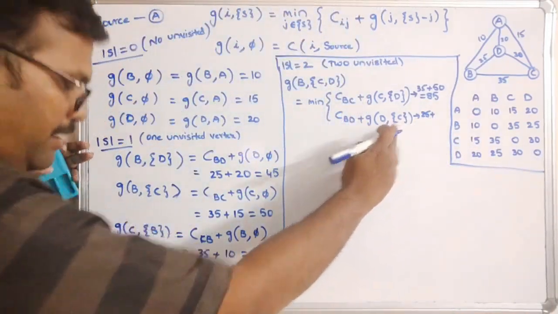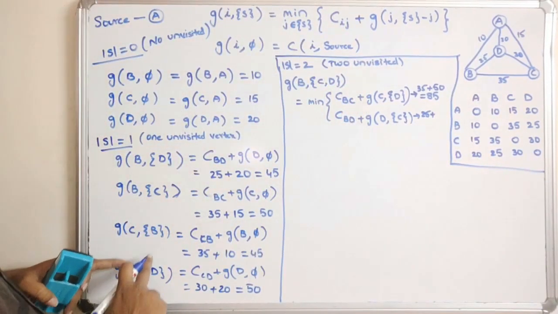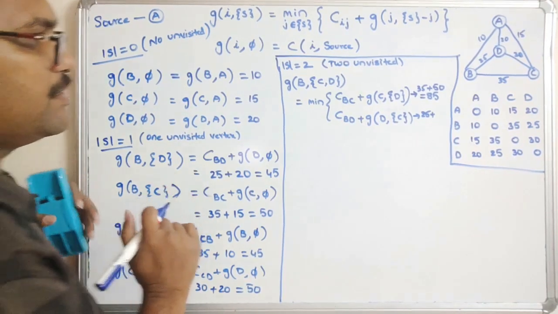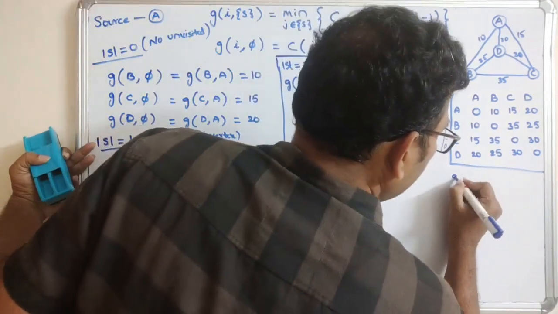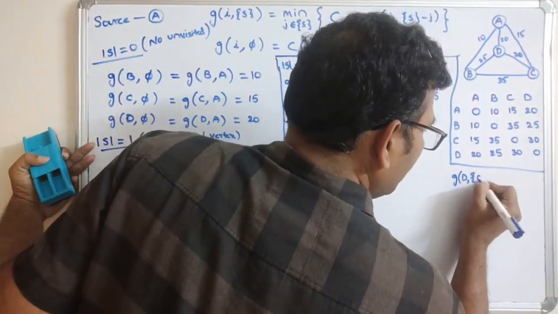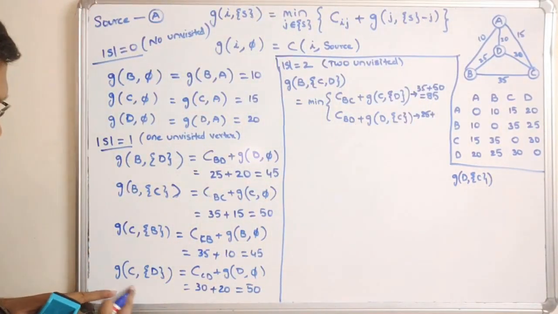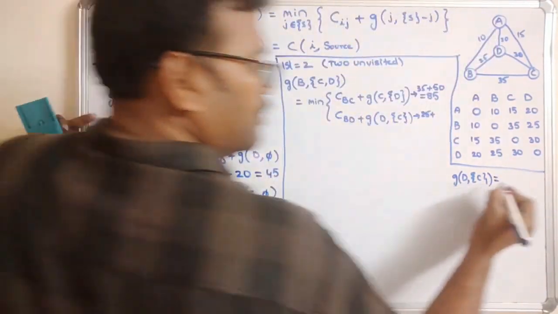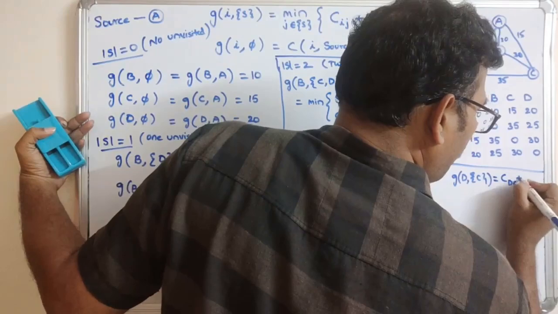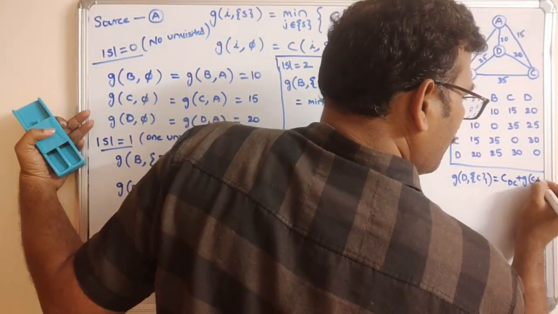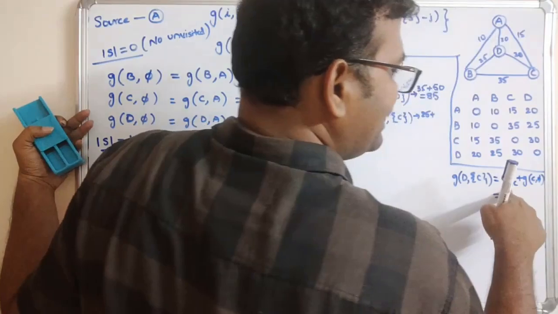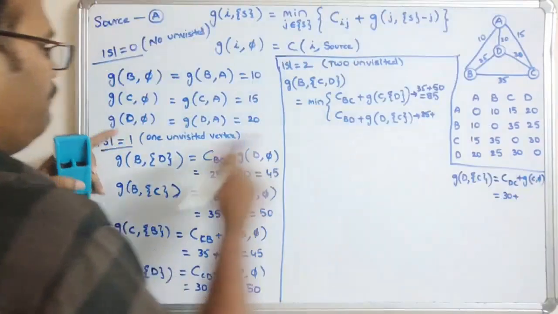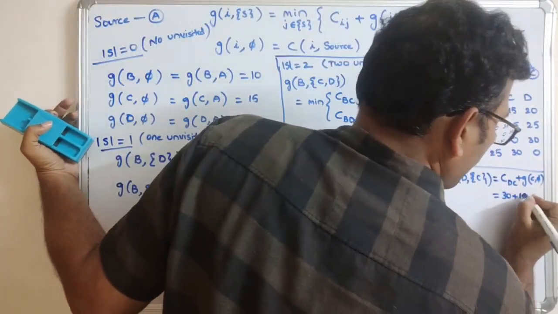And coming to this one, cost of BD 25 plus DC. Already we have calculated here. Oh, we have missed it. Yes, we missed it. I'll write here G of D comma C. We have calculated till CD, so for D also we have to calculate DC. So cost of DC plus G of C comma phi, which is DC 30 plus C phi 15, equal to 45.